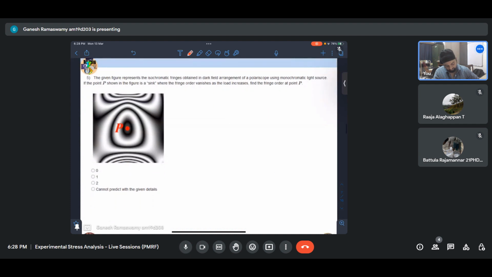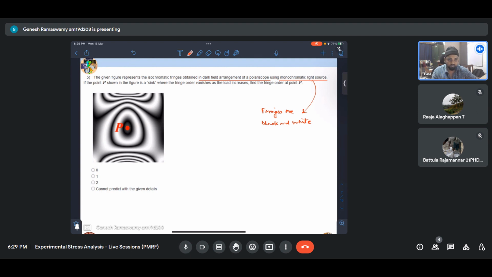Okay, so let us look at this question. The given figure P represents the isochromatic fringes obtained in dark field arrangement of a polariscope using a monochromatic light source. What is telling us that it is monochromatic? Our fringes are black and white. Essentially, it might not be black and white, it might be black and yellow, depending on the light from the source. If so, the only thing is we will not be able to see colored fringes.